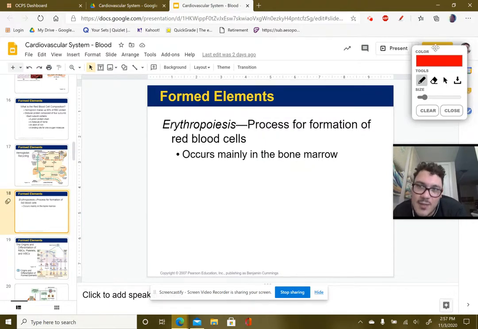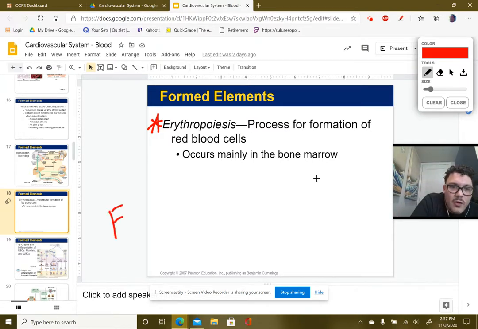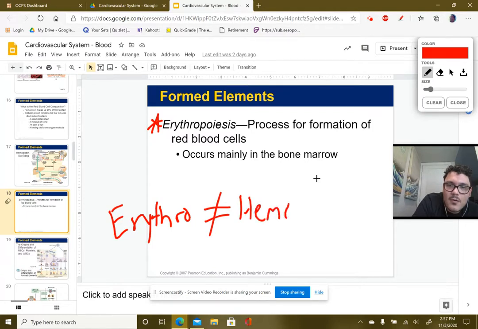Erythropoiesis, not too much to be said about erythropoiesis, but the biggest thing that we need to comprehend is, it is the process of formation for red blood cells. Remember, erythro means red, poiesis means creation. And obviously this occurs in the bone marrow, but the biggest thing we need to know is that the word erythro as a prefix does not equal hemo.